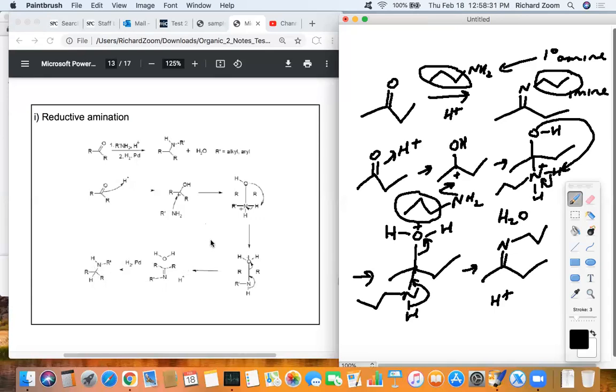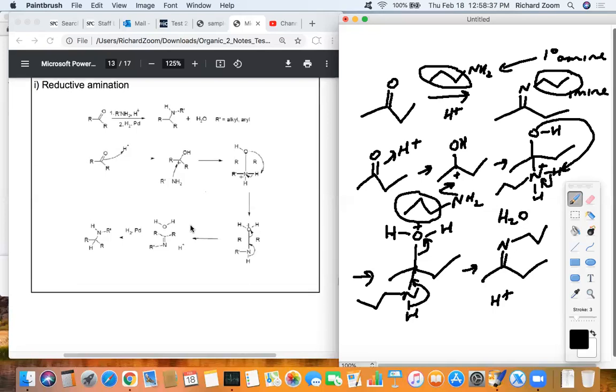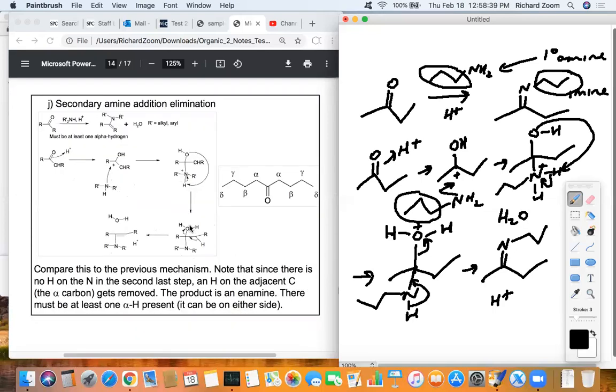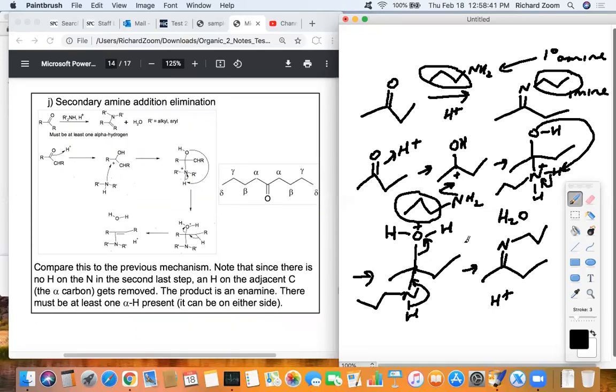Anybody got any questions? Okay. So we've dealt at this point with primary amines, and you can see the product of the primary amine was this C double bond N product that we've already looked at. But what happens if we use a secondary amine? You can see that the product is a little bit different. Instead of forming the C double bond N, it forms a C double bond C.